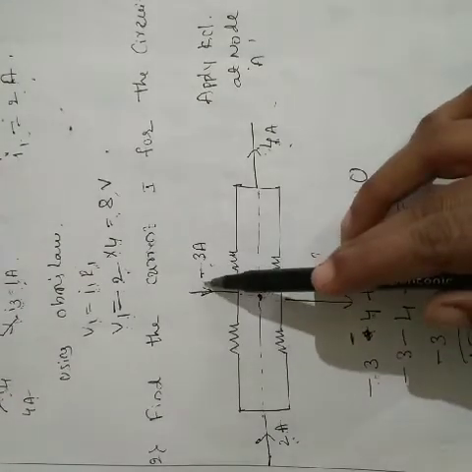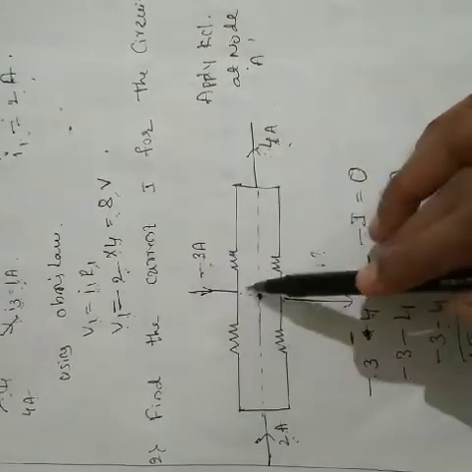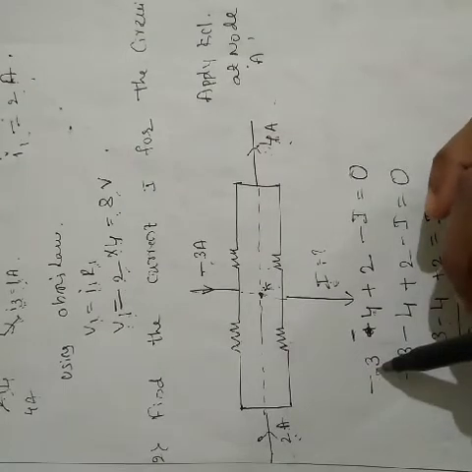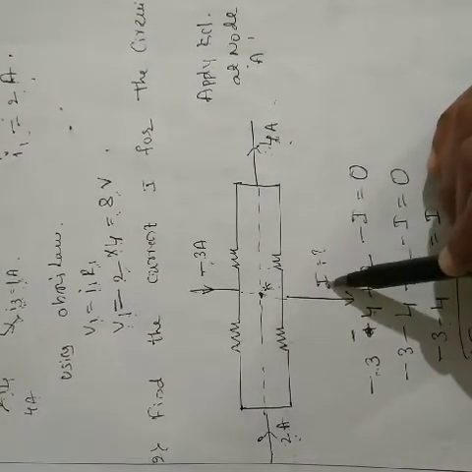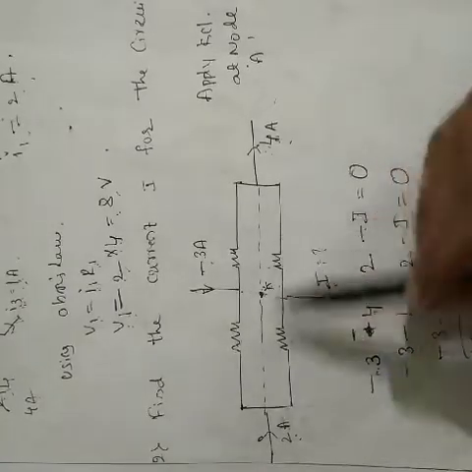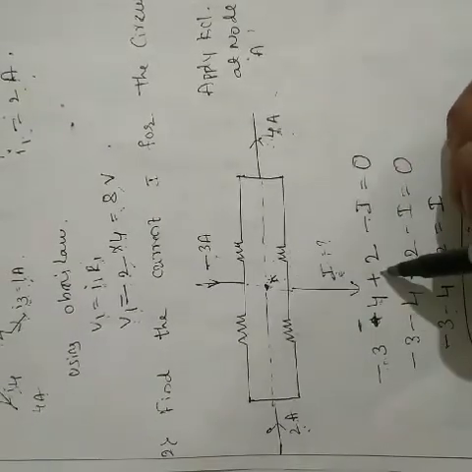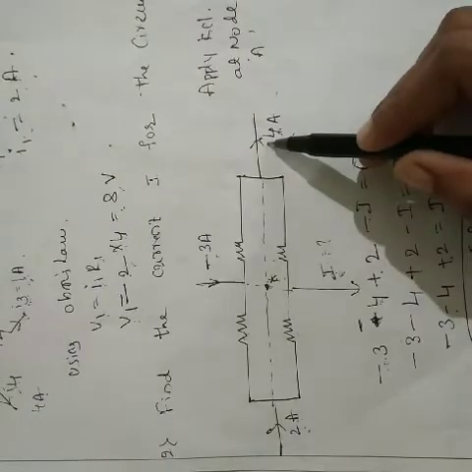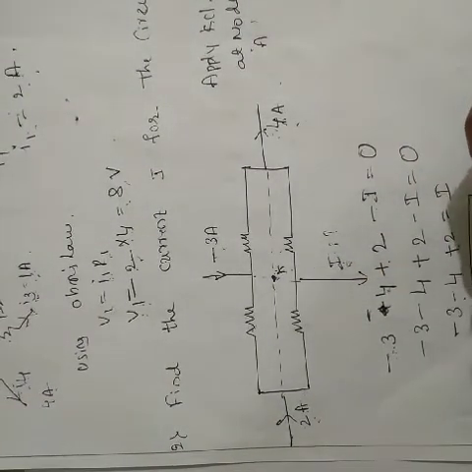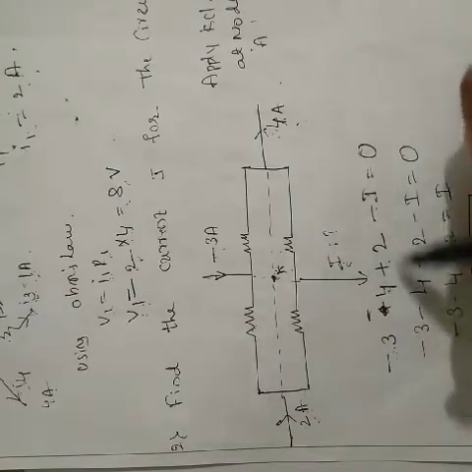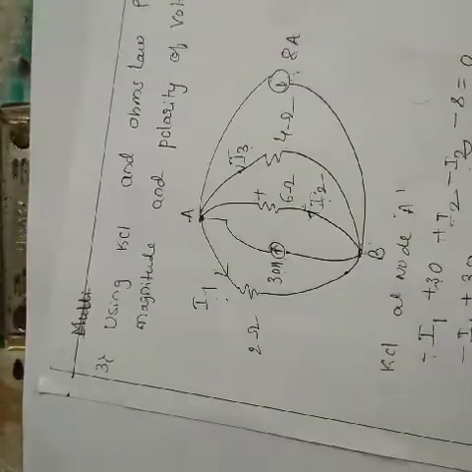Therefore, if we consider a node, this minus 3 towards the node is taken as positive sign. Then this I away from the node is taken as negative sign. Then 2 ampere towards the node is taken as positive sign. Then this 4 ampere away from the node is taken as negative sign. Therefore, this is your KCL equation. You simplify, then I becomes minus 3 ampere. This is your second problem.